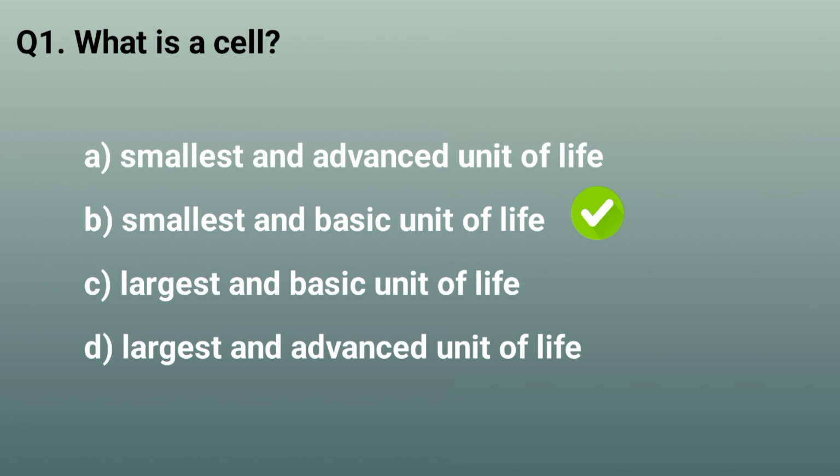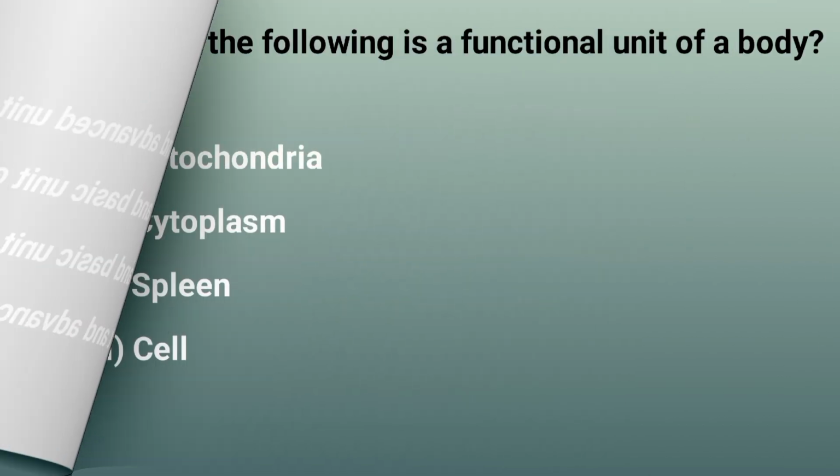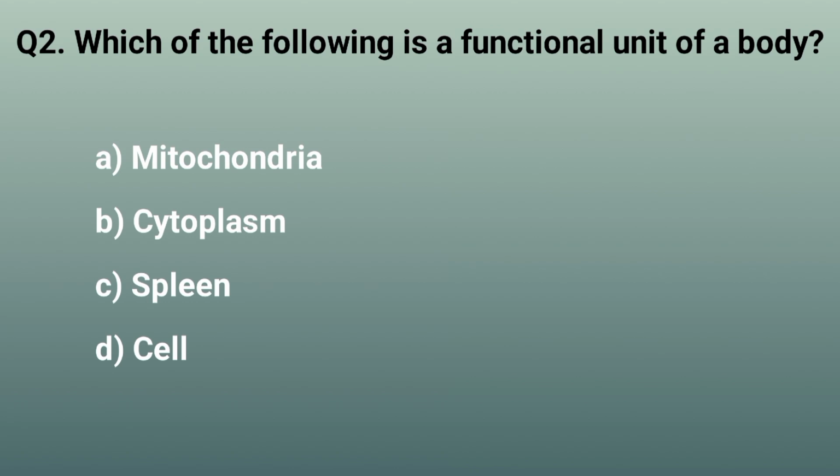Question number 2. Which of the following is a functional unit of a body? The right answer is option D. Cell.